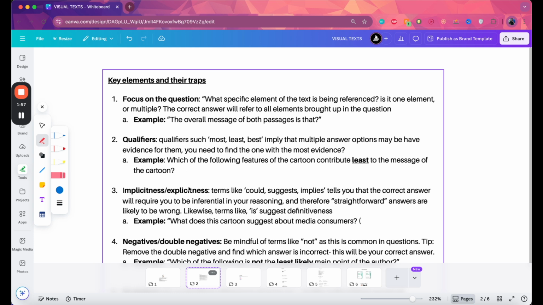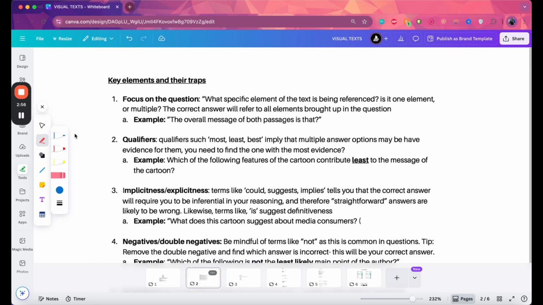Another important thing you have to consider are qualifiers. Qualifiers such as most, least, best imply that multiple answer options may have evidence for them, and you need to find the one with the most evidence. For example, which of the following features of the cartoon contribute least to the message of the cartoon? Things like this suggest that there are multiple answers, so when we're going through the answer options, we have to consider that more than one could be correct, but we're looking for what is the most correct, or the best answer out of all the answers they give us.